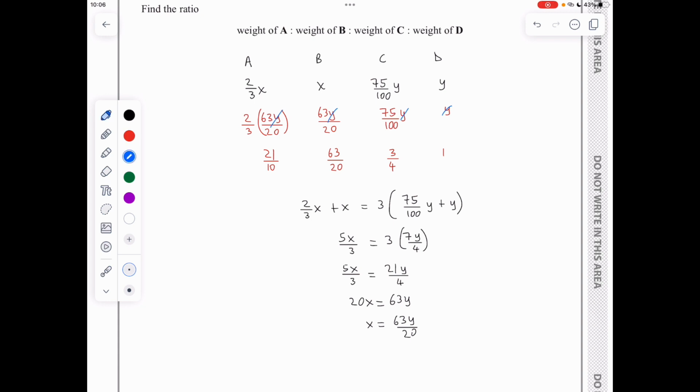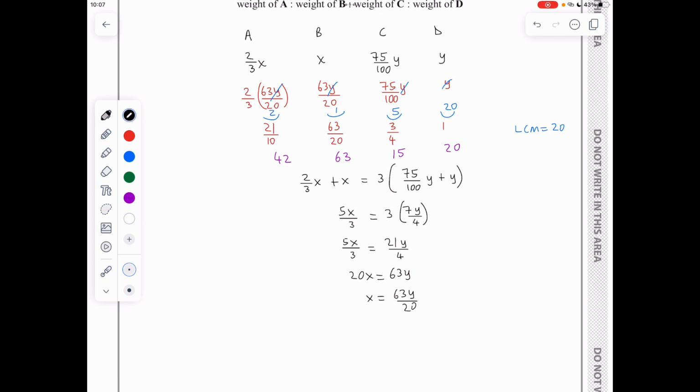The LCM of the denominators here, the 10, the 20, and the 4, is 20. So this means that this should be multiplied by 2, this by 1, this by 5, and this by 20, which leads to 42, 63, 15, 20. Therefore, to conclude, the ratio of A to B to C to D will be 42 to 63 to 15 to 20.